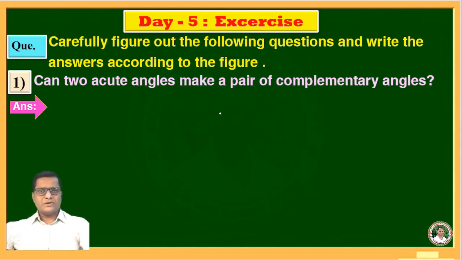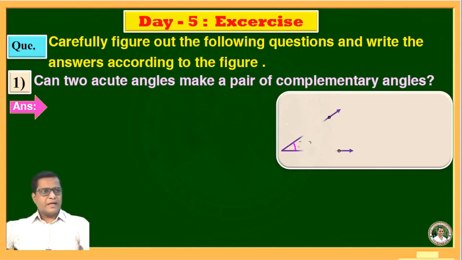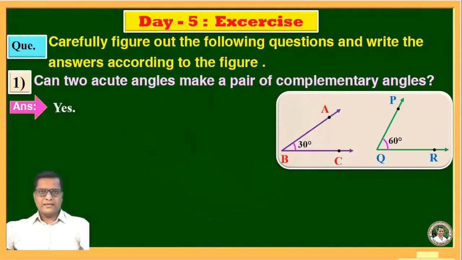Now first we will draw the figure. Here in the figure, angle ABC is an acute angle having measure 30 degrees, and another angle, angle PQR, is also an acute angle having measure 60 degrees. Now these two acute angles are there. Therefore, what is the answer of this? 60 plus 30 is 90 degrees. Therefore, can two acute angles make a pair of complementary angles? Yes, because the sum of these two angles is 90 degrees. So the answer is yes. Here we will write the reason.